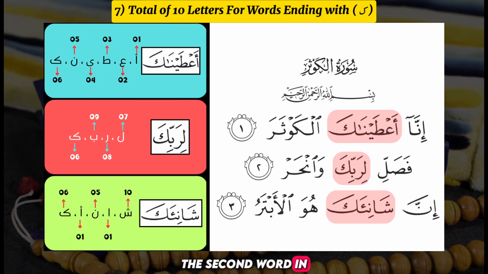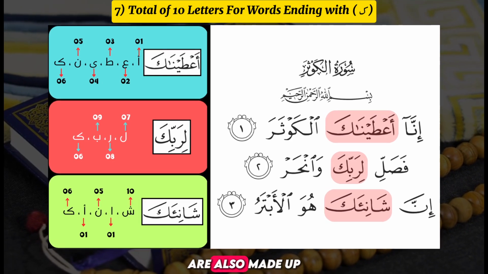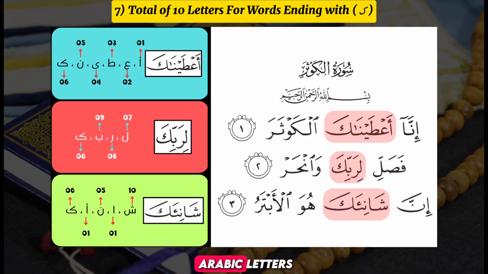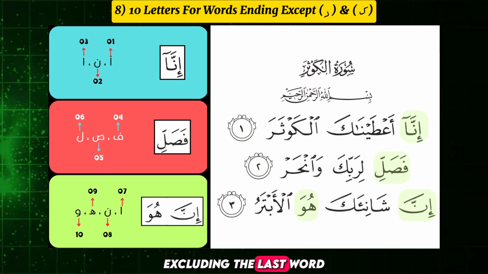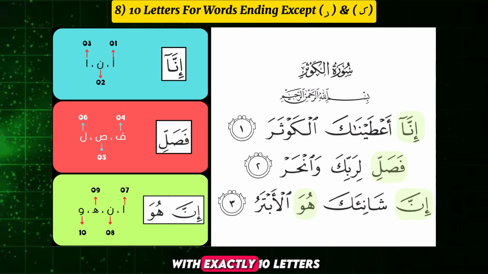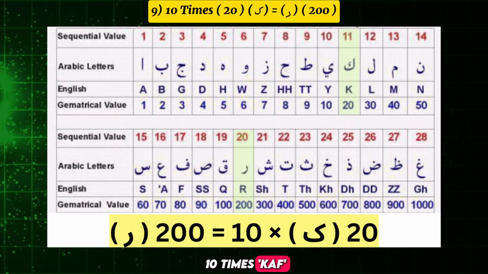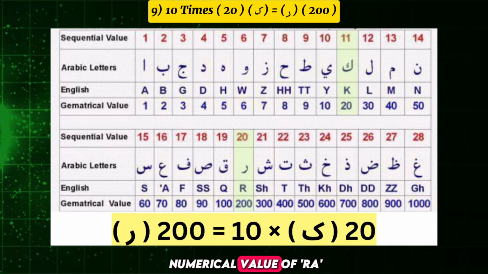The second word in each verse ends with the letter Kaf, and these 3 words are also made up of exactly 10 different Arabic letters. Excluding the last word and the second word in each verse, the remaining words end with exactly 10 letters. The numerical value of 10 times Kaf is equivalent to the numerical value of Ra.